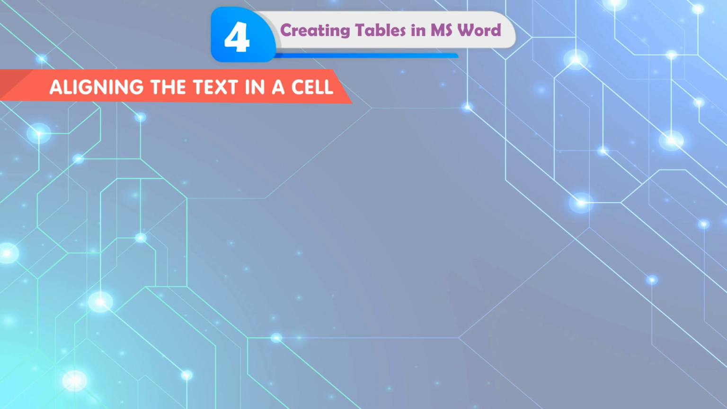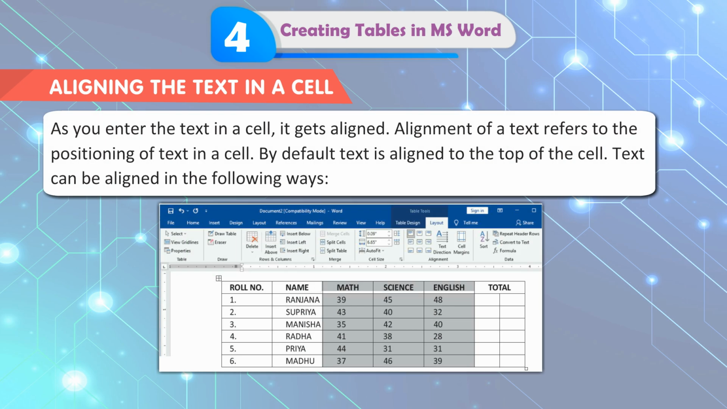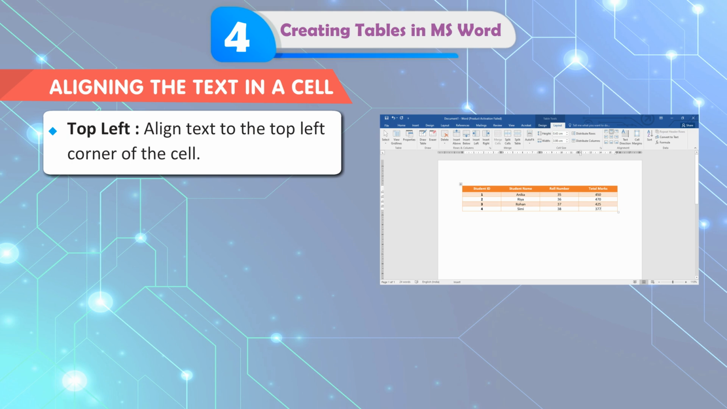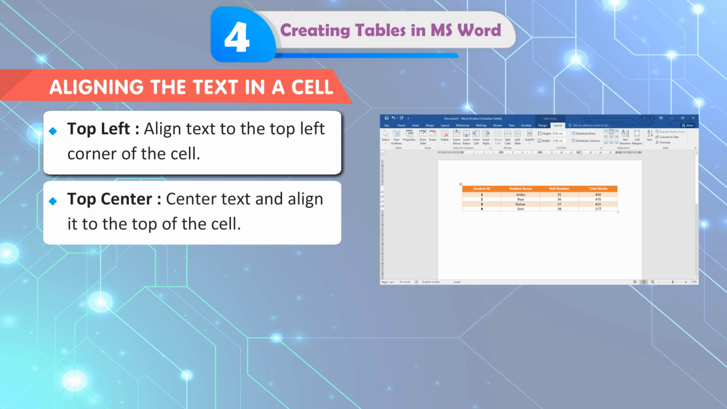Aligning the text in a cell. As you enter the text in a cell, it gets aligned. Alignment of a text refers to the positioning of text in a cell. By default, text is aligned to the top of the cell. Text can be aligned in the following ways. Top left. Align text to the top left corner of the cell. Top center. Center text and align it to the top of the cell.